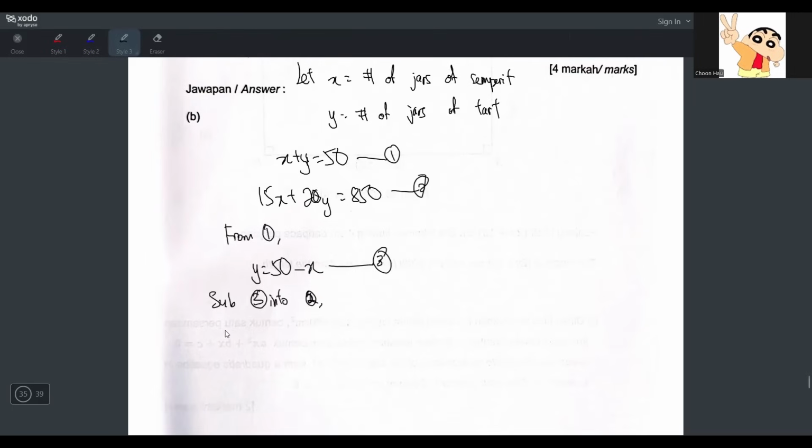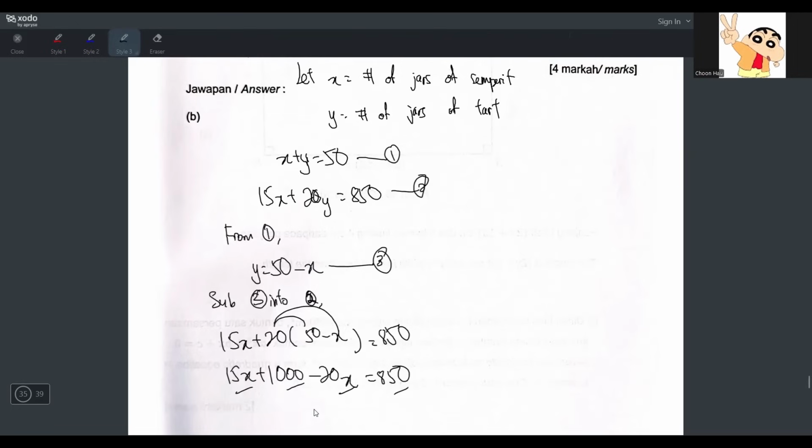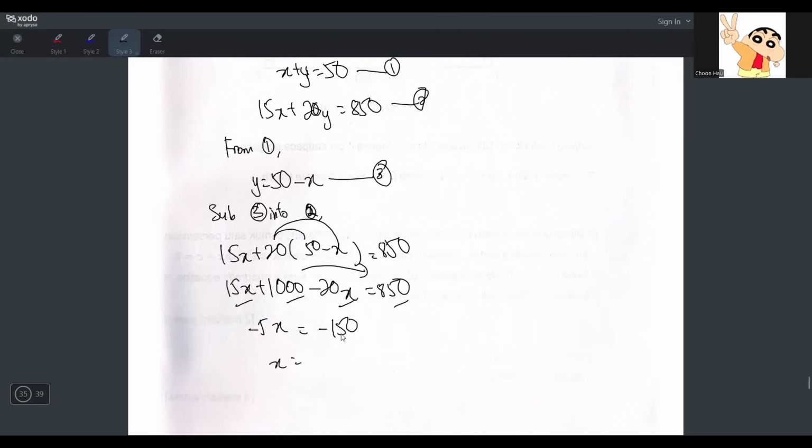So now your equation 2 becomes 15x plus 20, and then for the y I have to open bracket, equals 850, and then y is 50 minus x. Okay, boleh kembang. 20 times 50 is 1,000, and then 20 times negative x is negative 20x, and then here is 15x plus, here is 850. Okay, x dengan x boleh buat, number dengan number boleh buat. 15 minus 20 is negative 5x, 1,000 pindah jadi minus. 850 minus 1,000 is negative 150. Lepas tu x, how to get x? Negative 150 divided by negative 5 is positive 3, sorry, positive 30.